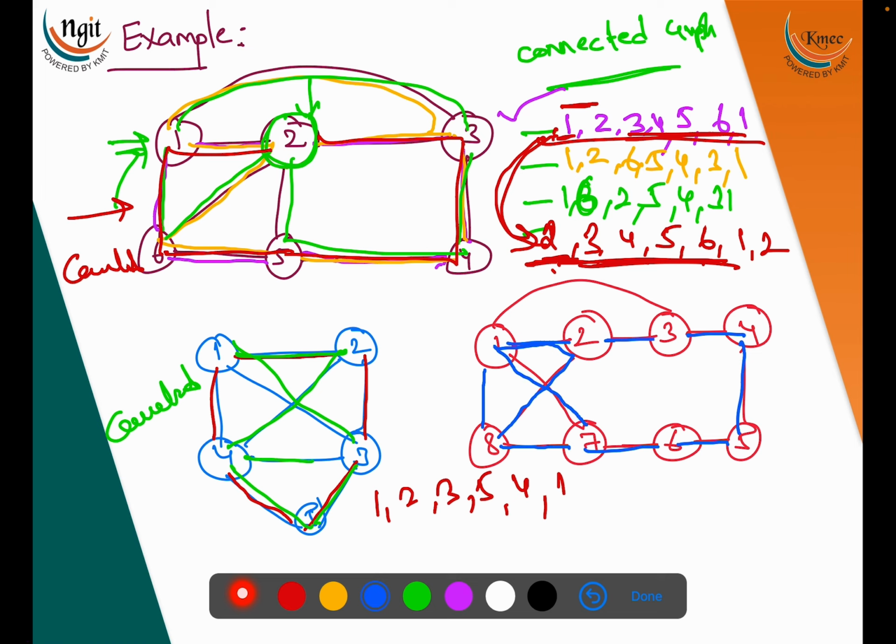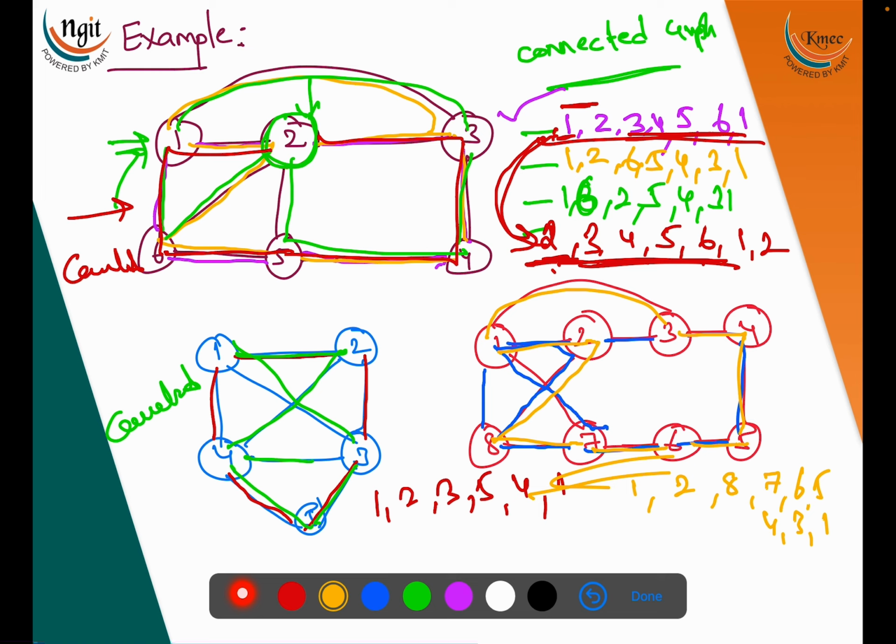1 to 7. Let's see whether this is correct or not. Otherwise we'll take this one. 1 to 2, 2 to 8, 8 to 7, 7 to 6, 6 to 5, 5 to 4, 4 to 3 and 3 to 1. Now this is a possible path. That is the path 1, 2, 8, 7, 6, 5, 4, 3, 1. So this also can generate a Hamiltonian cycle.